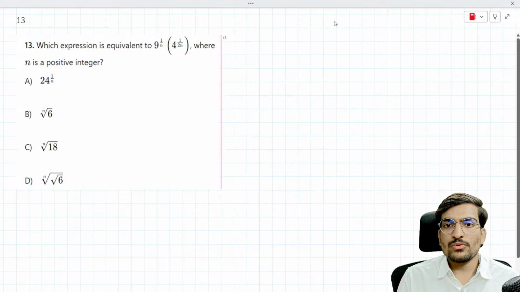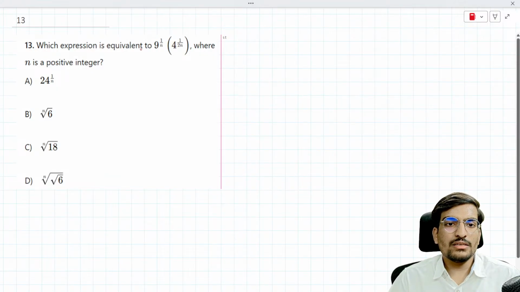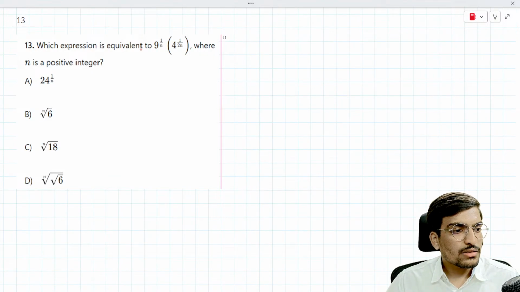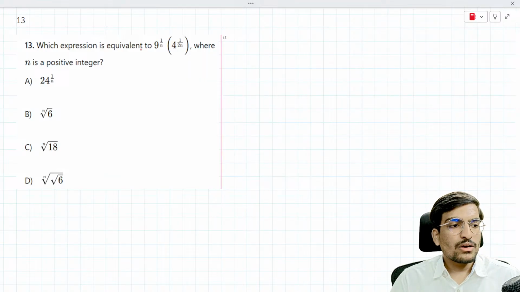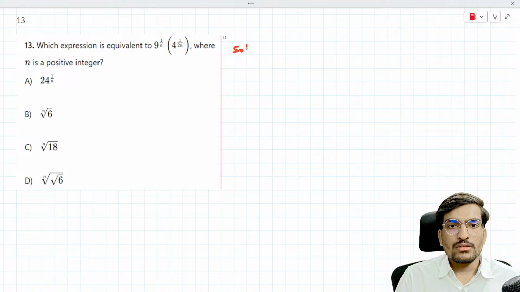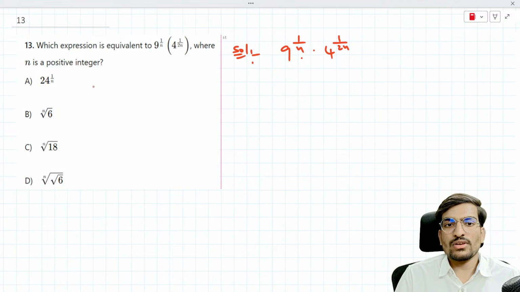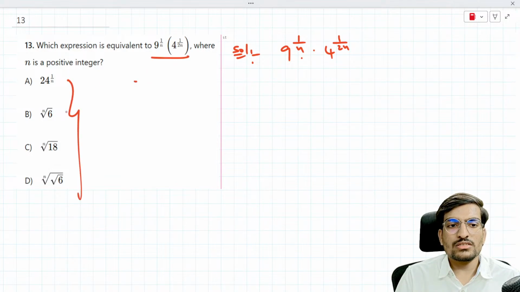So last 4 problems. Which expression is equivalent to 9 raised to the power of 1 by n, 4 raised to the power of 1 by 2n, where n is a positive integer? What is the difference between the options and the given question? Most of them have a root.